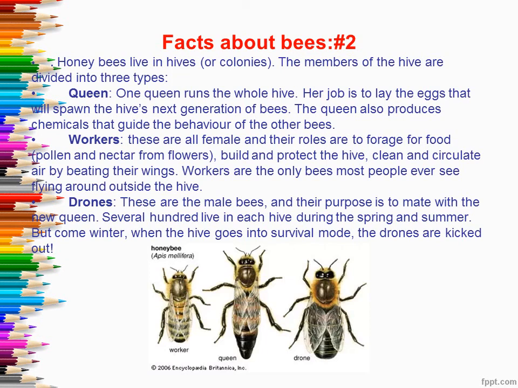Fact number 2. Honeybees live in hives or colonies. The members of the hive are divided into 3 types. Queen. One queen runs the whole hive. Her job is to lay the eggs that will spawn the hive's next generation of bees. The queen also produces chemicals that guide the behavior of the other bees.